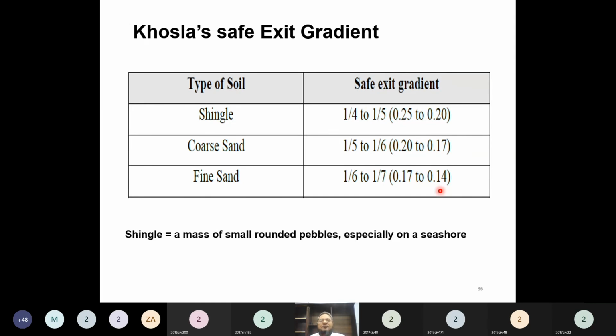So we have to check the material under the barrage, which one it is, and accordingly choose. What do you think, is shingle a coarser material or is fine sand coarser? Sir, shingle is the coarse material. Coarse material is it, so is the safe exit gradient value higher for it or for fine sand? As the material diameter becomes larger, the value of the safe exit gradient also increases, because its own submerged weight is going to increase. Okay.